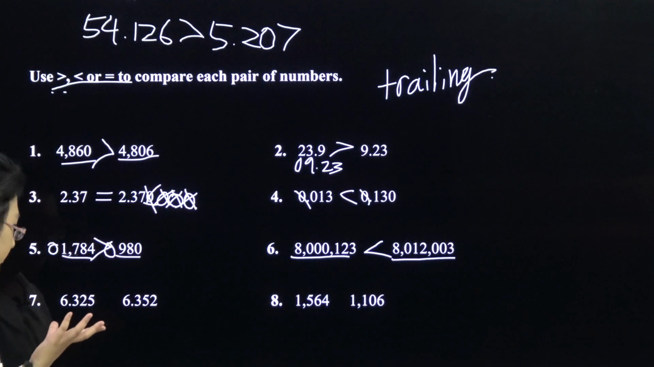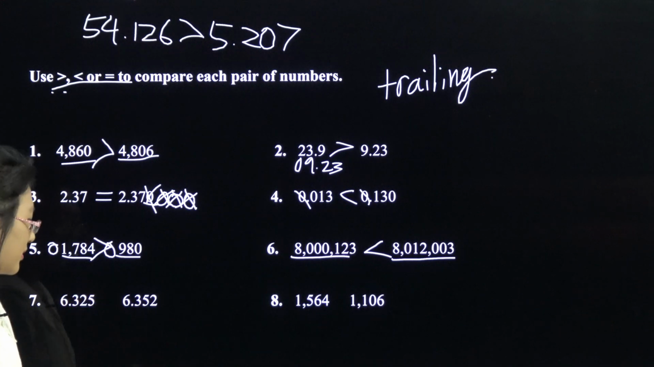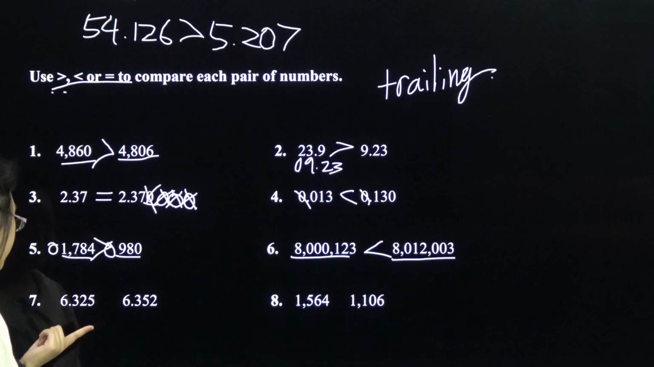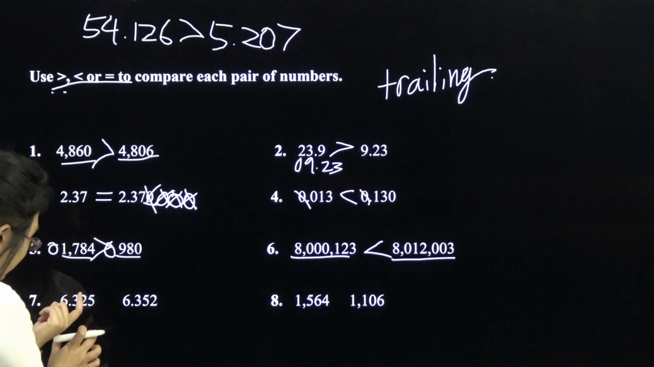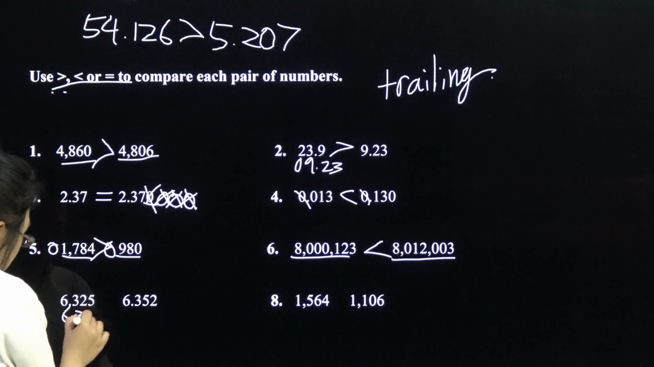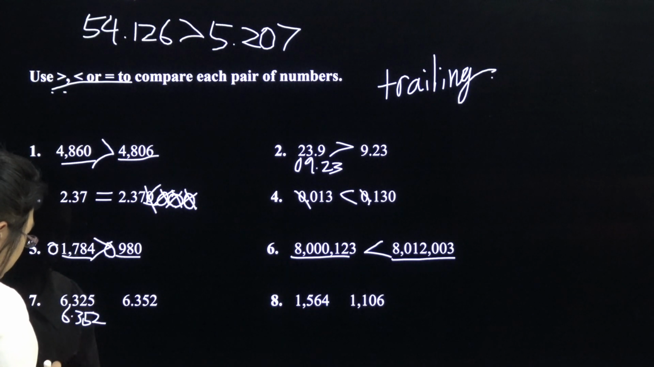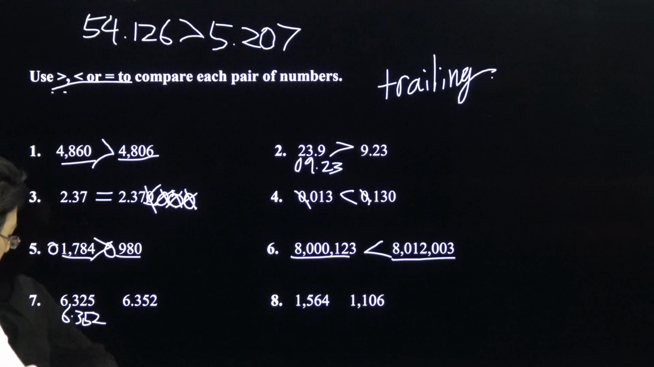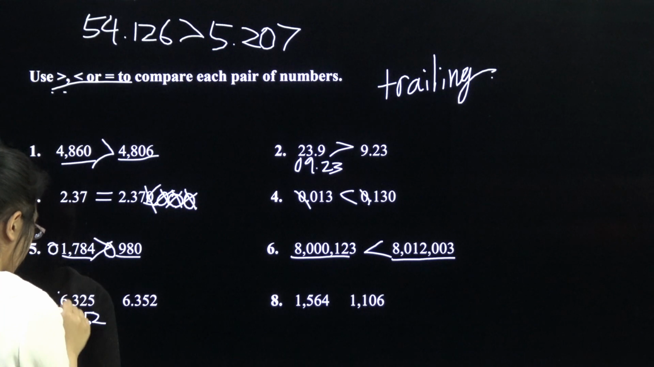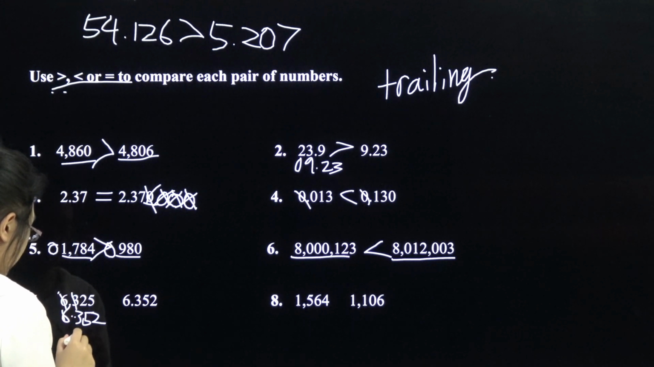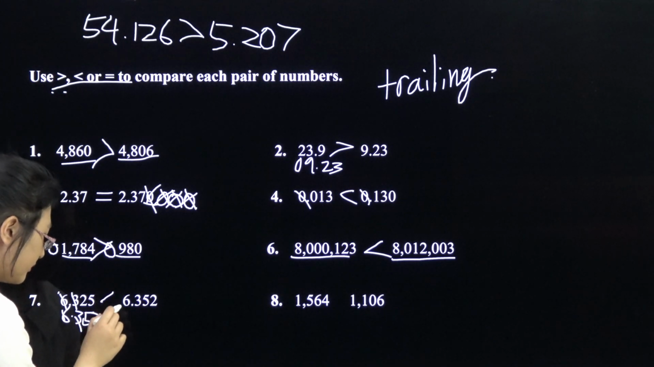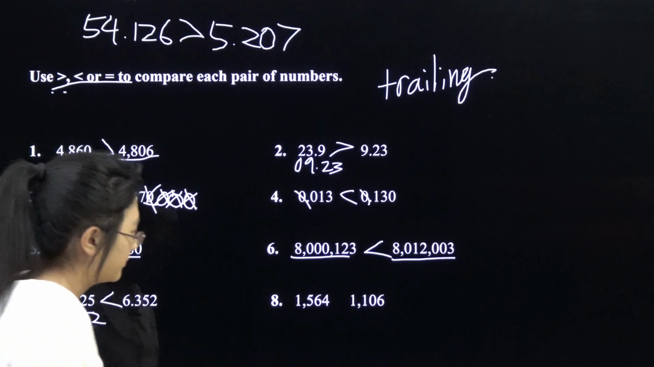Now over here, we have two numbers that look very similar. They're slightly different though, and they're both decimals. So we line up the decimal place, and they have the same amount of digits when they're lined up. And they line up perfectly. So we just go from left to right. 6 and 6, 3 and 3 are the same, and then it's 5 and 2. 5 is bigger than 2. So the one with the 5 wins.